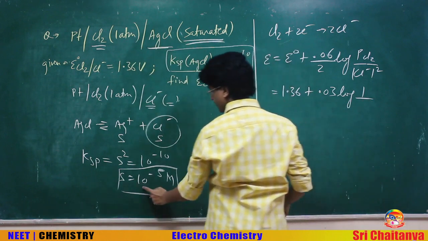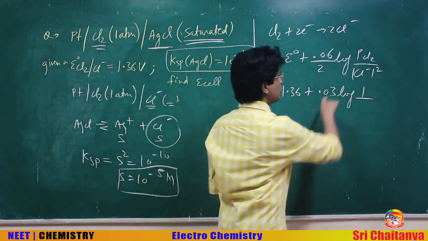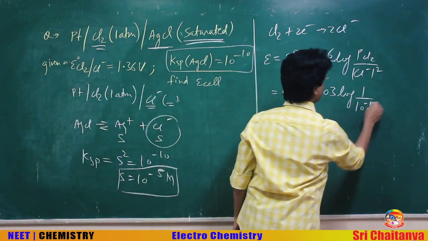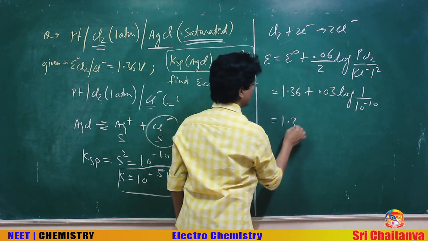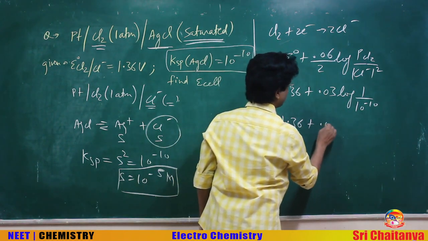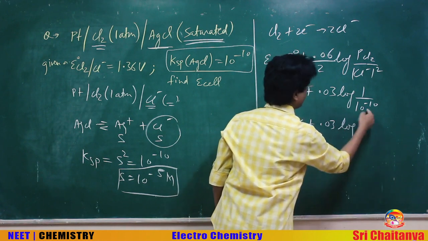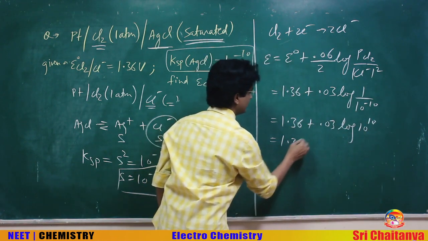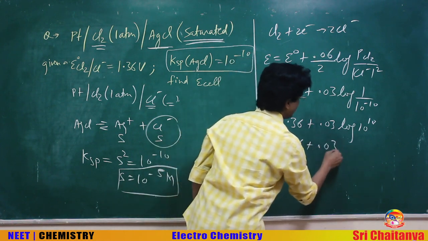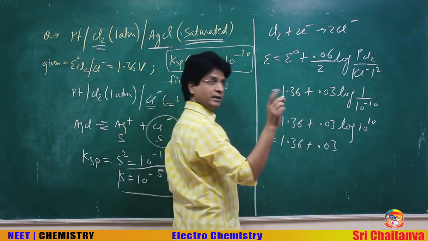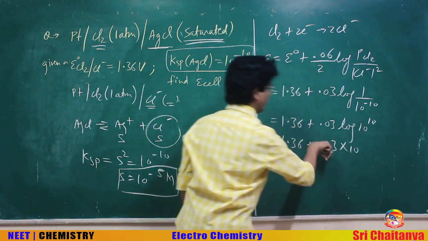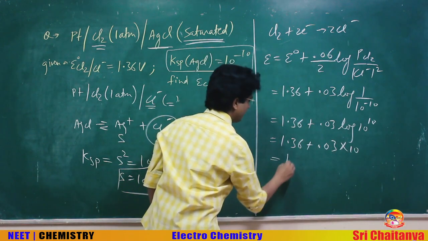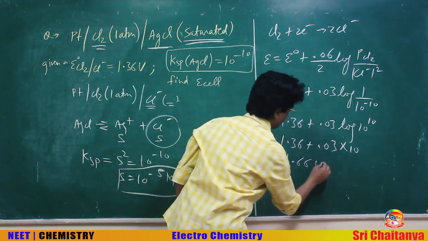Cl- ion concentration is given as 10 to the power minus 5 molar, square of that is 10 to the power of minus 10. This will be 1.36 plus 0.03 log of, take it up, 10 to the power of 10. This will be 1.36 plus 0.03 log of 10 to the power 10, which is 10 into 10. This will be 0.3. So you add it, it will be 1.66 volt.